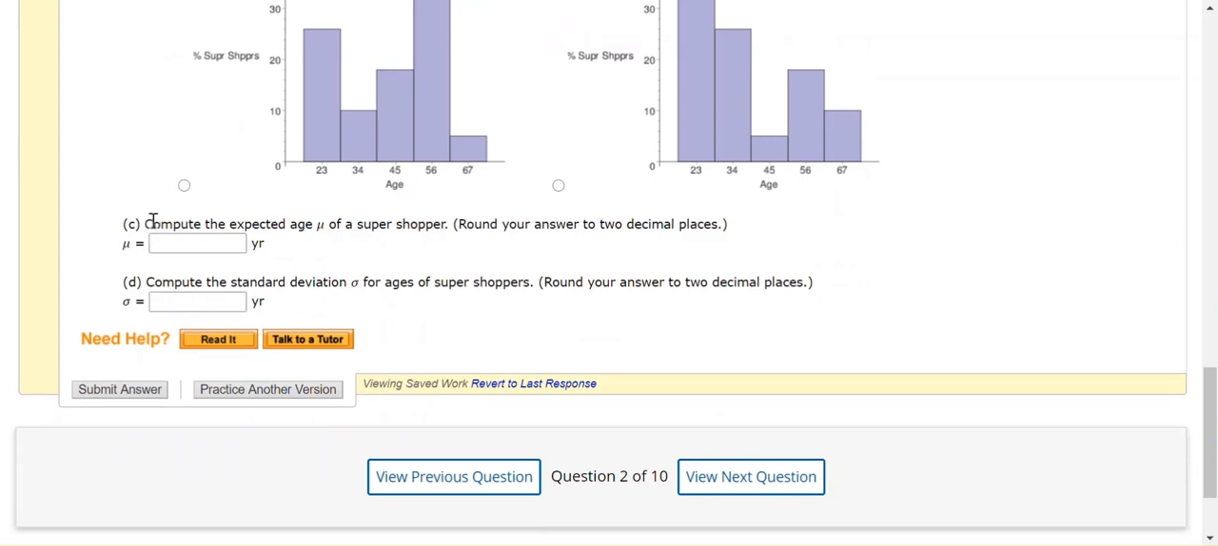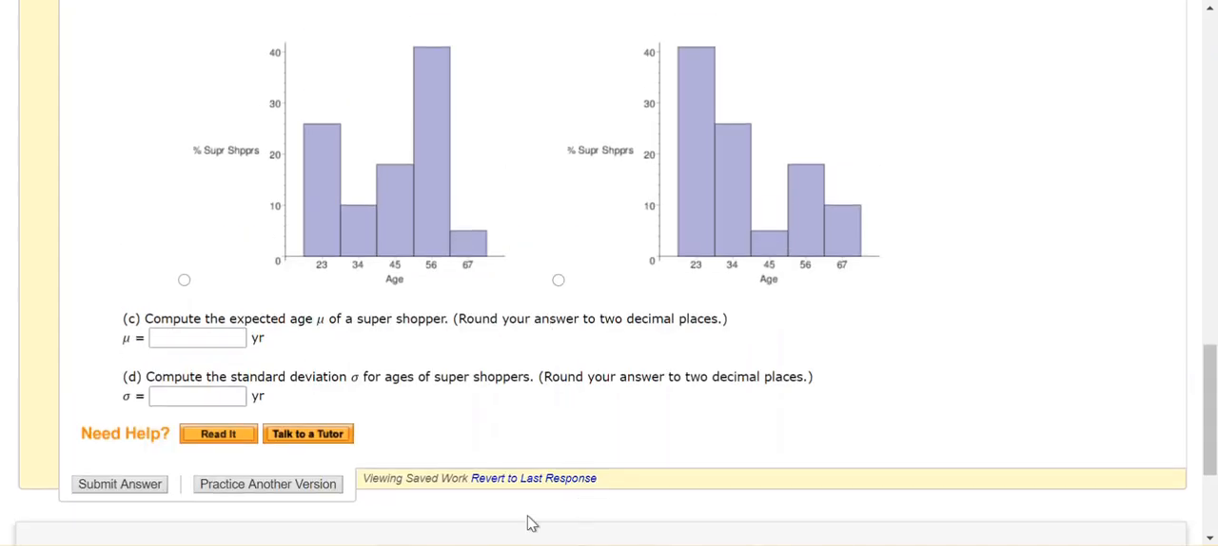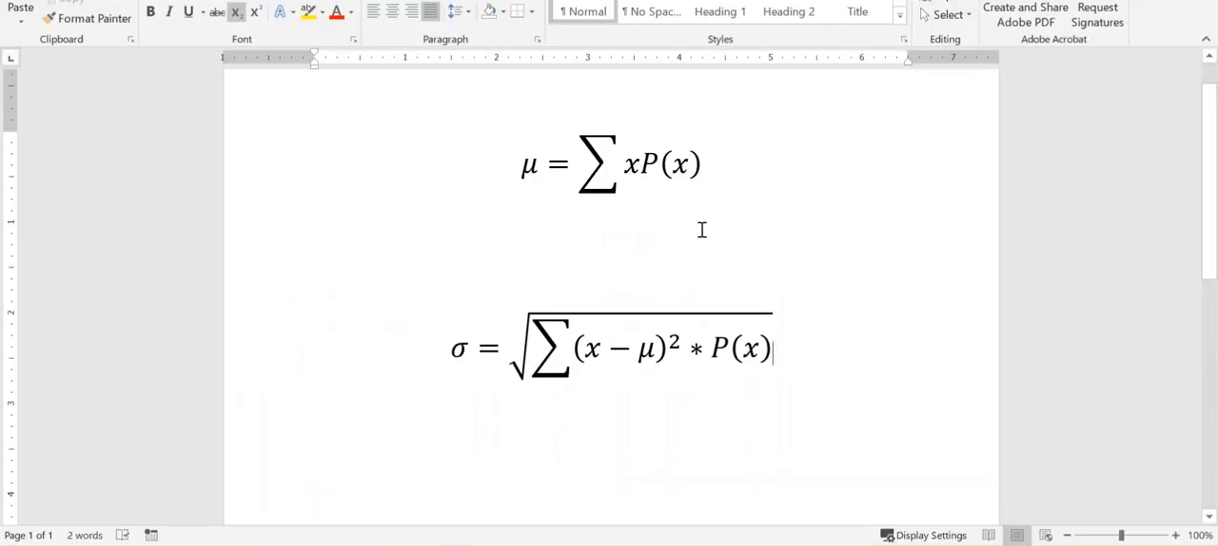And then finally, we're supposed to compute the expected age, mu, for the super shopper, so that's the expected age. And we're also supposed to compute the probability standard deviation of super shoppers, so this is sigma. So let's look at those two formulas from our book. So the expected value for that probability distribution is the sum of the x's times the probability. So how do we do that if we actually calculated that? Well, let's look at just this first one, this mu.